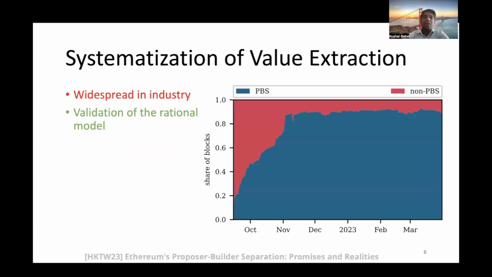And in fact, this approach has taken quite a hold in the industry. As you can see on the right, most of the blocks, in fact, 90%, 95% of the blocks are being actually proposed through this mechanism, the PBS mechanism. And very few blocks are now being proposed without this mechanism. In some sense, this validates the model that this approach advocates for, which is that validators are rational entities, and they would just go for whichever mechanism gives them the most profitable block. So I just wanted to put it out there that in some sense, this approach is validated in industry.